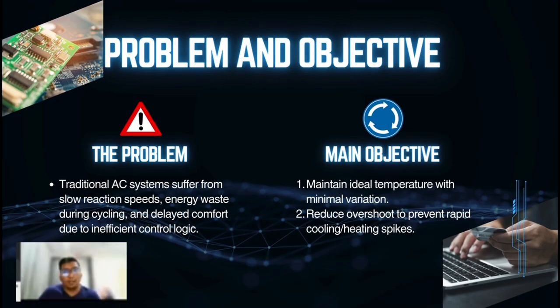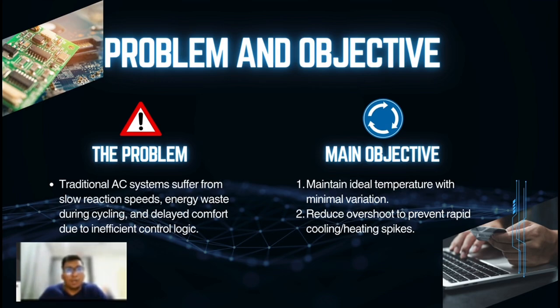Problem statement and the main objective of our project. First, let's look at the problem. Traditional air conditioner systems have a slow response when the room temperature changes. Because of this, the systems keep switching on and off repeatedly, which wastes energy and reduces efficiency. In addition, users may experience delayed comfort because the temperature takes long to reach the desired setting.